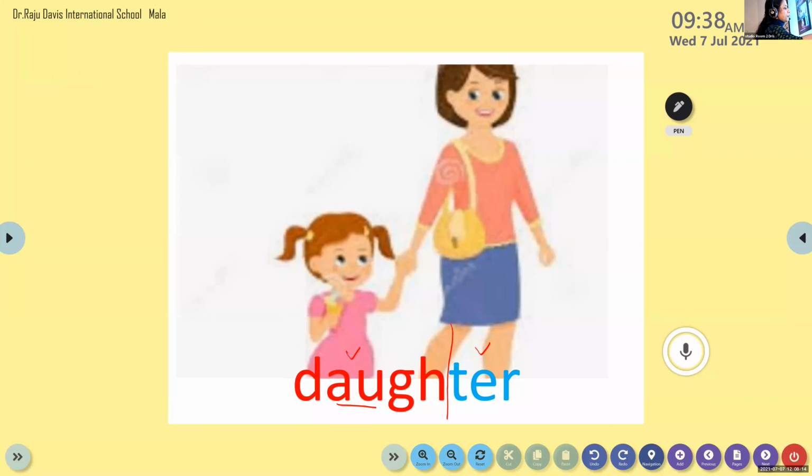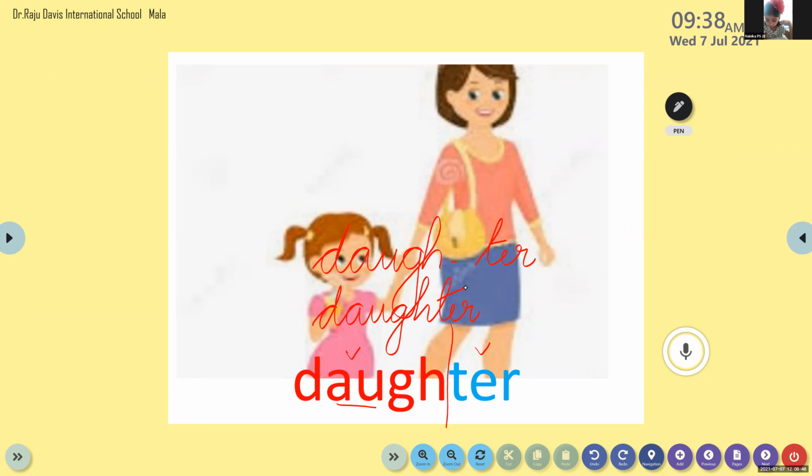So we can separate this word into two syllables, as it is a two-syllable word. So it is daughter. Now if you take your pencil and write daw, D-A-U-G-H, daw, T-E-R, ter. So when we write it together, it is daughter. All of you please do write it. Yes, it is daughter.